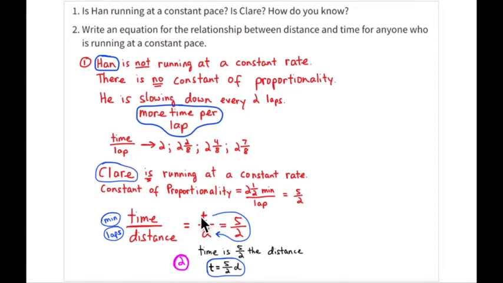So the units of time are going to be more. Actually, they're going to be 5/2 more, 2.5 times whatever the unit distance is. So if the distance is one lap or 1 unit, the time is going to be 2.5 minutes or 5/2 minutes. So the equation is that the time is 5/2 the distance. So the time is equal to 5/2 the units of distance.